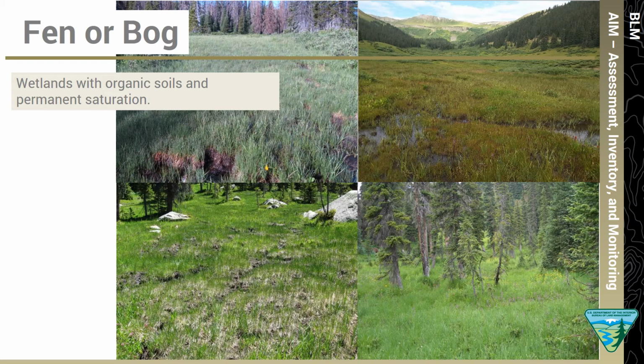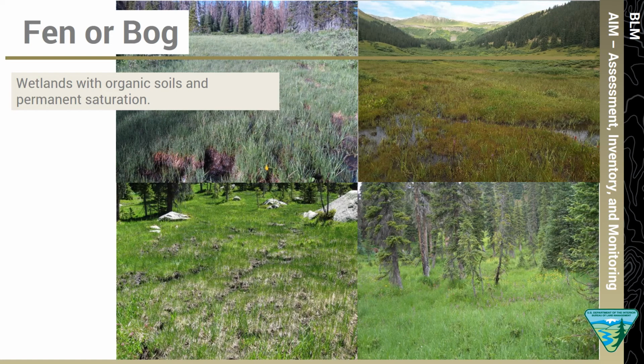Fens and bogs are wetlands with organic soil and permanent saturation. Fens are groundwater fed and bogs are precipitation fed. Bogs only occur in places where precipitation can maintain permanent saturation, like Alaska. Water sources include regional groundwater discharge, seeps and springs, and precipitation, but only for bogs.